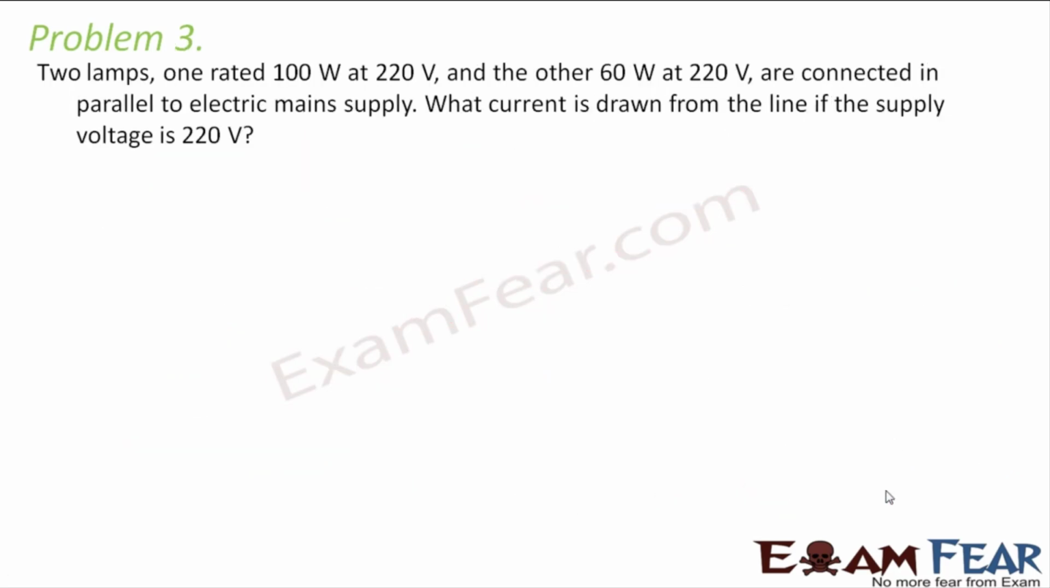Here comes problem 3, which says 2 lamps, one rated 100 watts at 220 volts and the other 60 watts at 220 volts, are connected in parallel to electric mains supply. Okay, so P1 for the first lamp, power is 100 watts. For the second lamp, power is 60 watts. The potential difference for the first one is 220 volts and for the second one is also 220 volts. Now it says that they both are connected in parallel to electric mains supply. So what current is drawn from the line if the supply voltage is 220 volts?